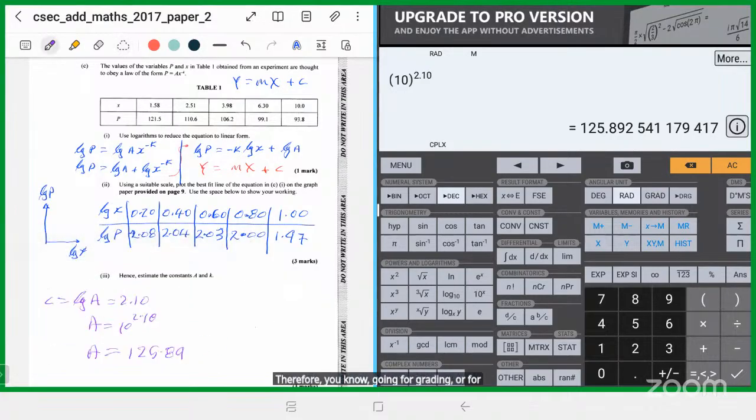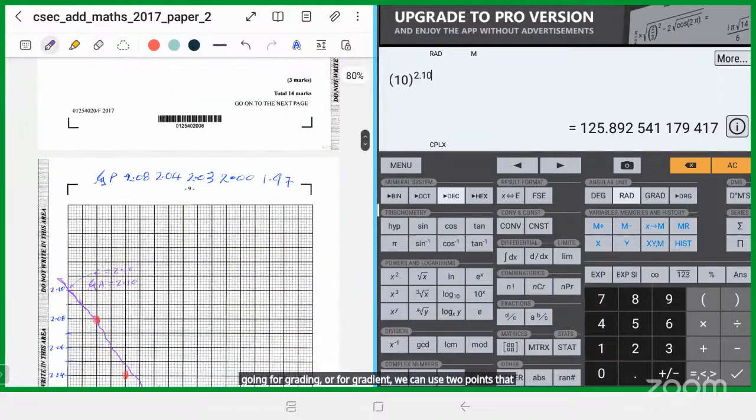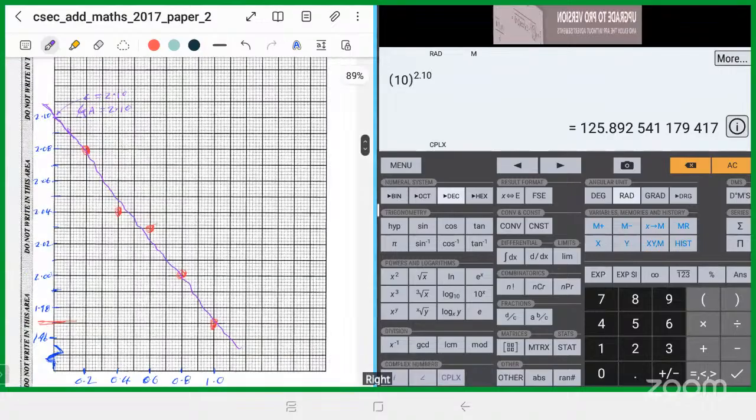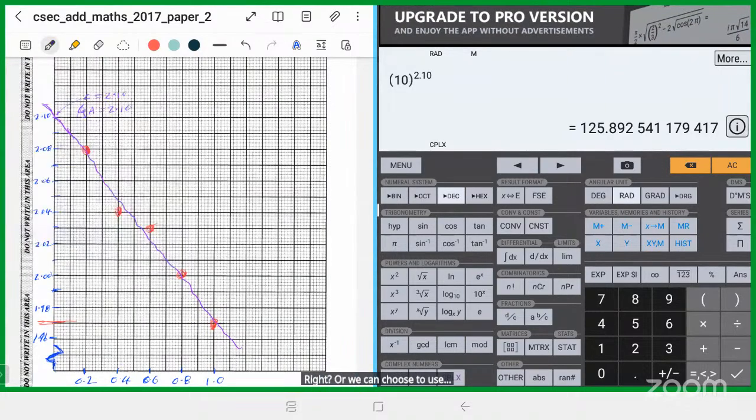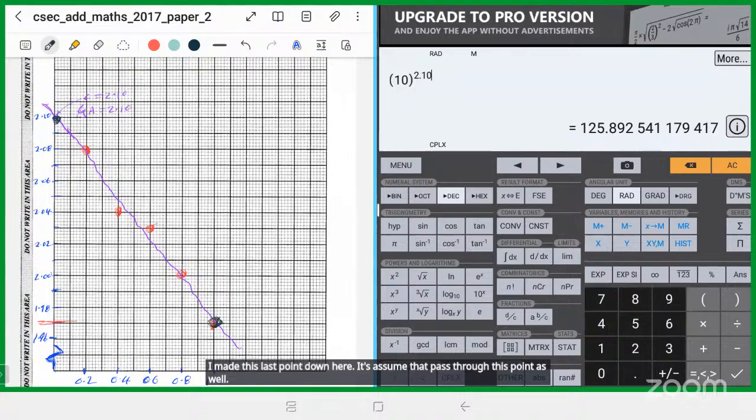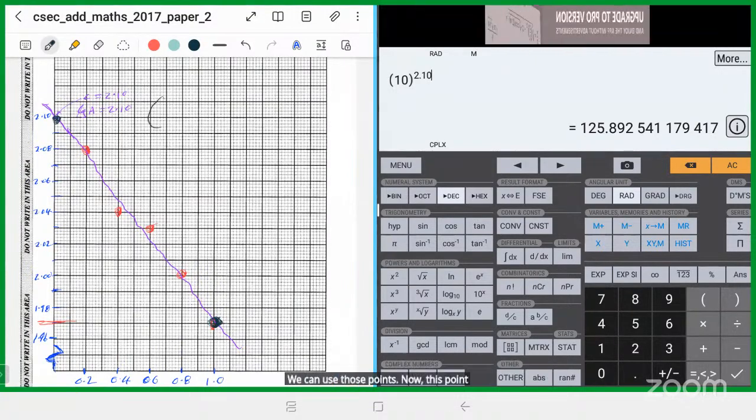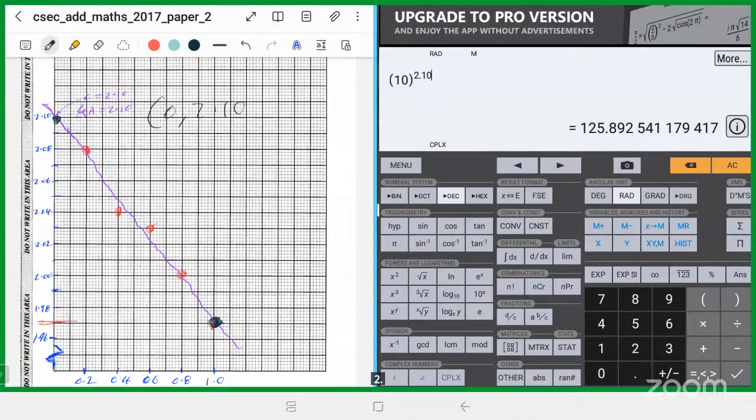Then for the k now, we're going for the gradient. Now for the gradient, we can use 2 points that the line passes through. Or we can choose to use this y-axis intercept here. So accept that this is the y-axis intercept and maybe this last point down here. Let's assume that the line passes through this point as well. This point up here would be 0, 2.10. And this point down here will be 1, what is it again? 1.97. And then using these 2 points to calculate the gradient.